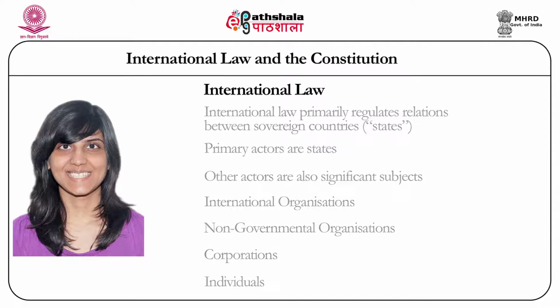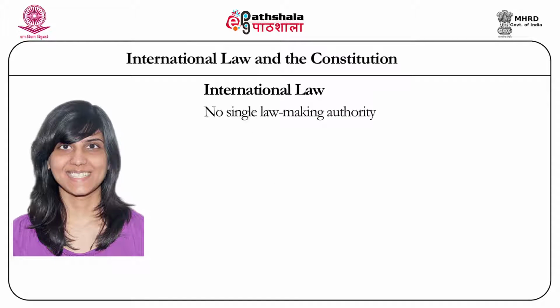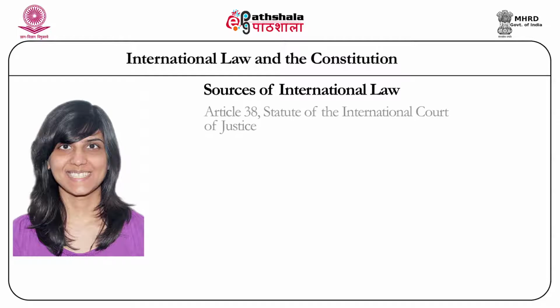Unlike for domestic law, there is no single law-making authority for international law. There are, in fact, a variety of sources of international law. Some of these sources are set out in Article 38 of the Statute of the International Court of Justice. Article 38 sets out the sources of law to be used by the International Court of Justice when it is deciding disputes submitted to it.